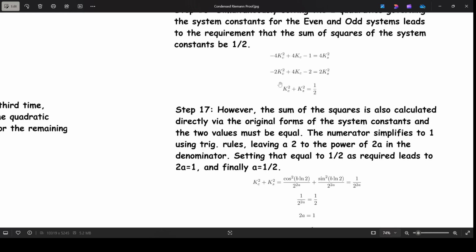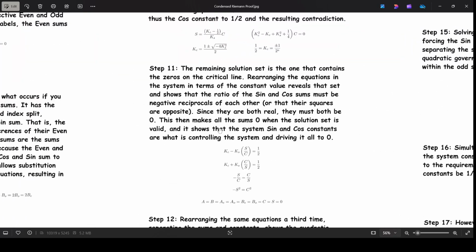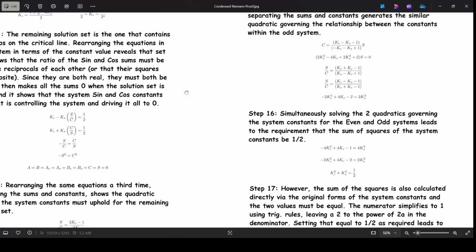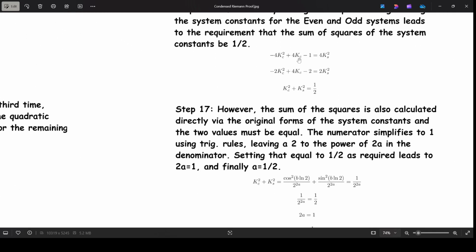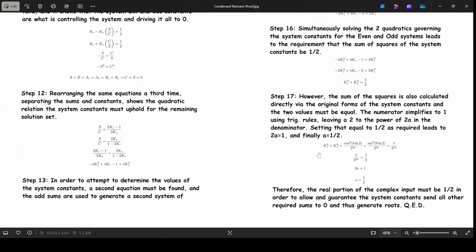When you do, you see there's a relationship that has to be held on the sum of the squares of those constants. But because of the nature of the sum of the squares, because of what those values were where you started with, that doesn't depend on the imaginary part, only the real part. And this is the form that it takes. And for that to be the value it needs of 1/2, it also means that the real part itself has to be 1/2. And so there it is.